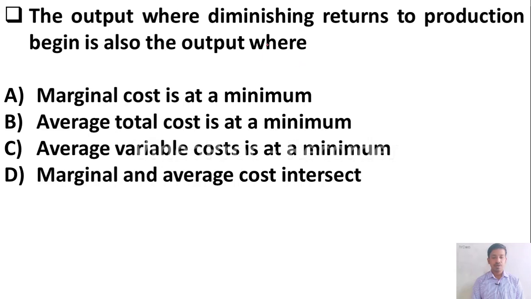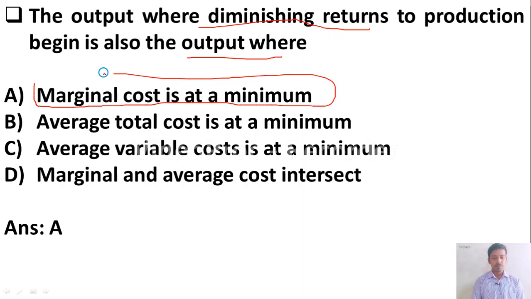The output where diminishing returns to production begin is also the output where: option A, marginal cost is at minimum; option B, average total cost is at minimum; option C, average variable cost is at minimum; option D, marginal and average cost intersect. The right answer is marginal cost is at minimum.